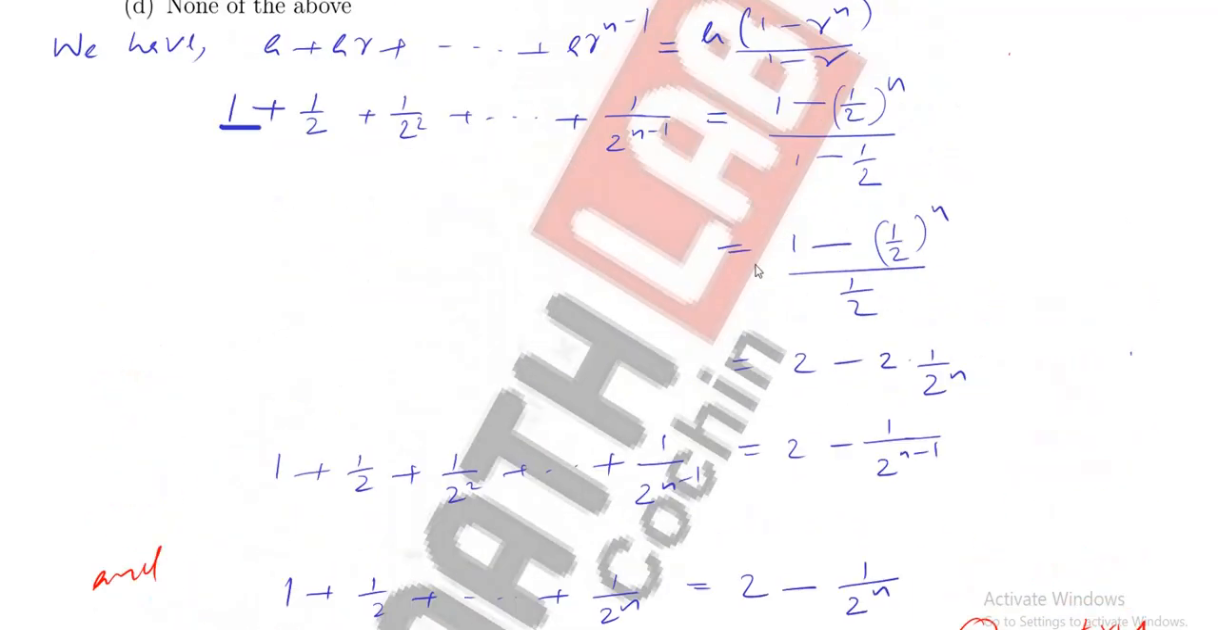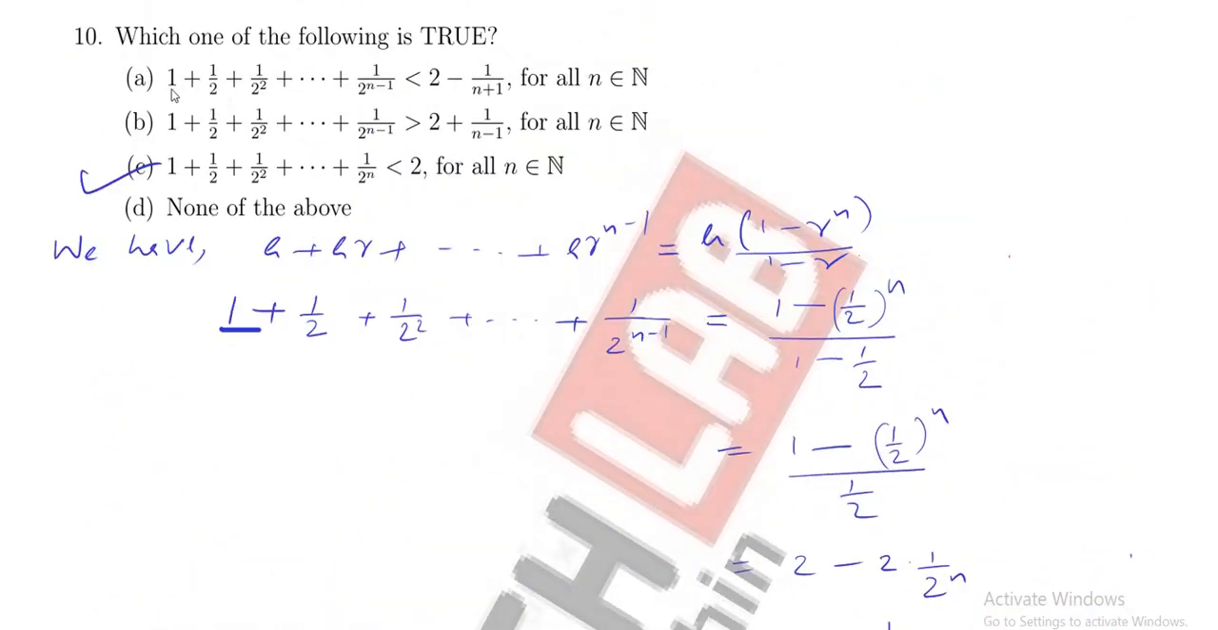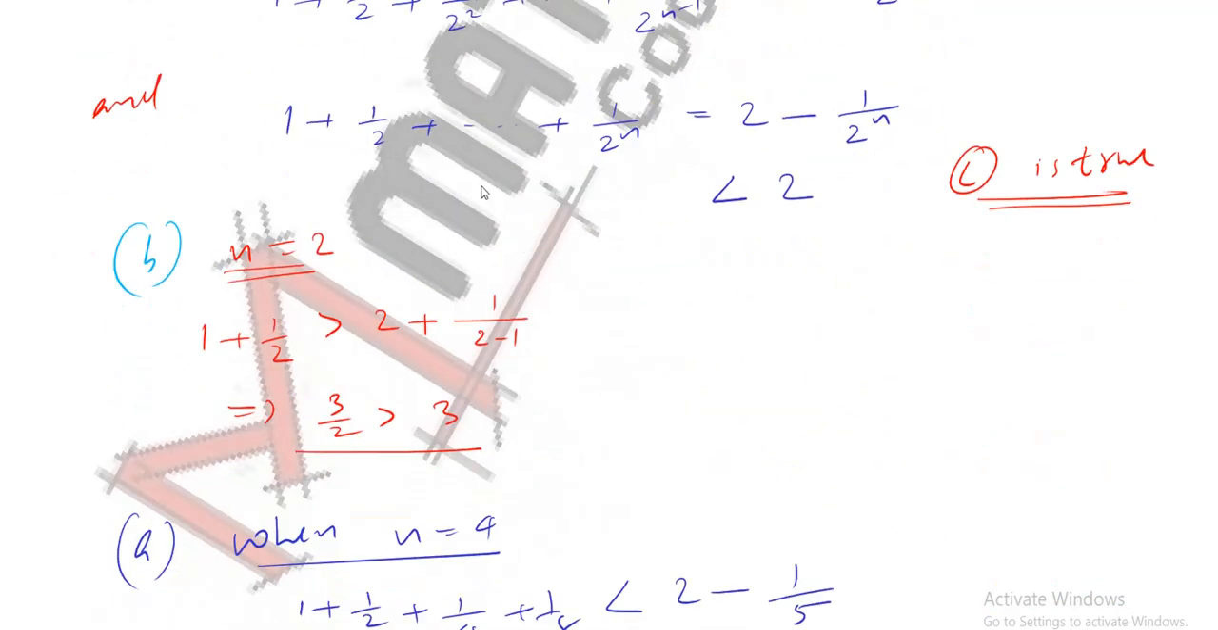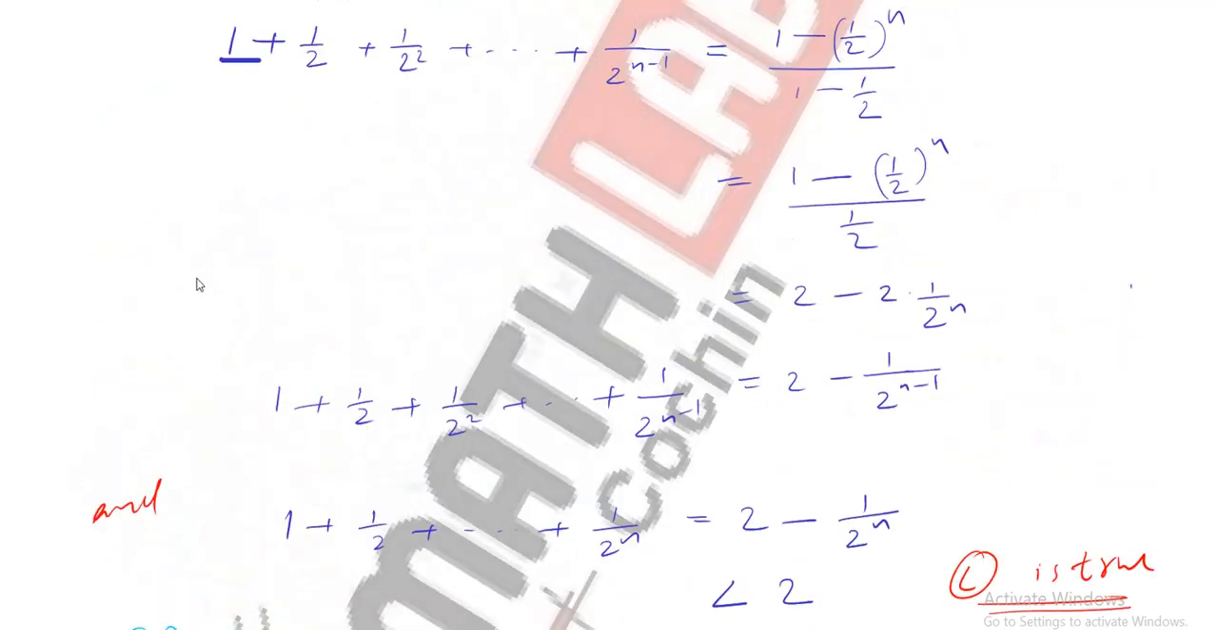And for B, you put n is equal to 2 and see what happens here. You take the first two terms of the left side, 1 plus 1 by 2, and put n is equal to 2 here. So this is what you will get when n is equal to 2: 1 plus 1 by 2 is greater than 2 plus 1 by 2 minus 1. That means 3 by 2 is greater than 3, and that's false, right? Therefore option B is false.